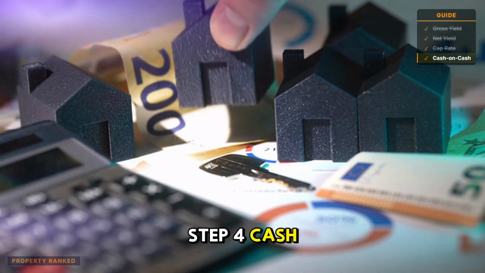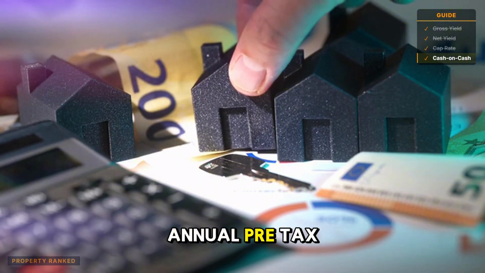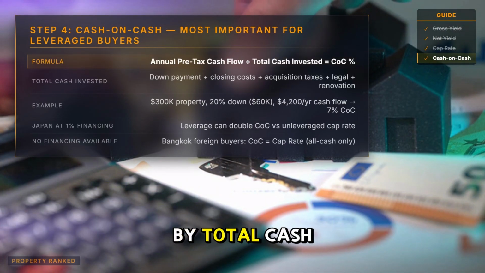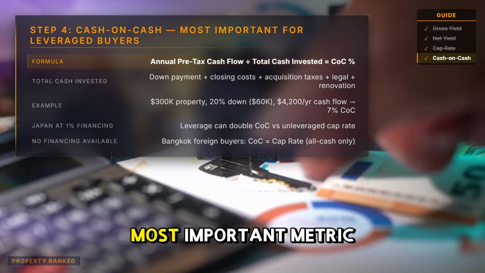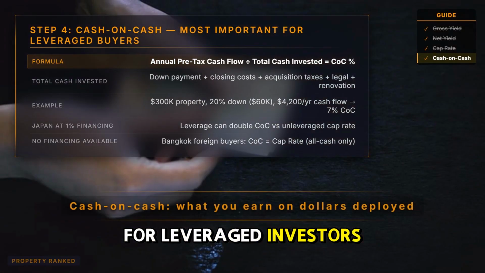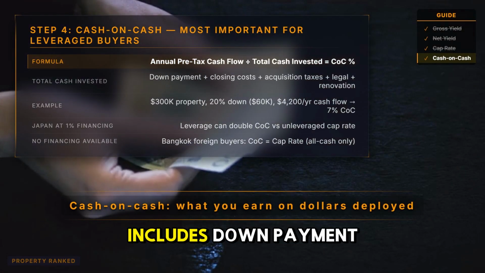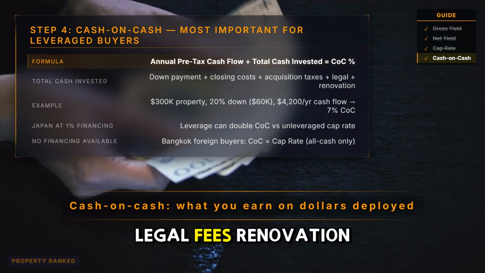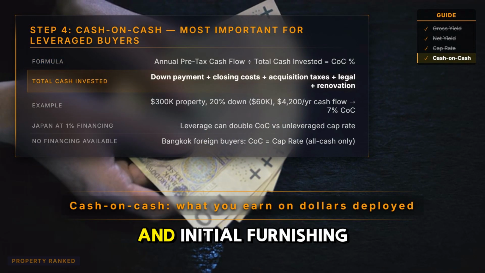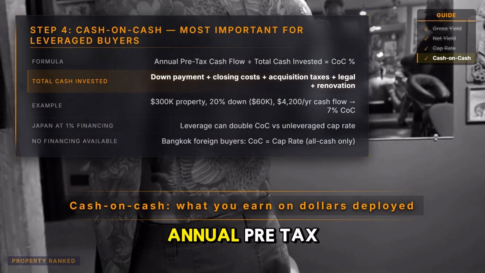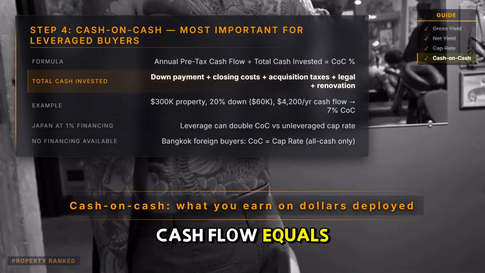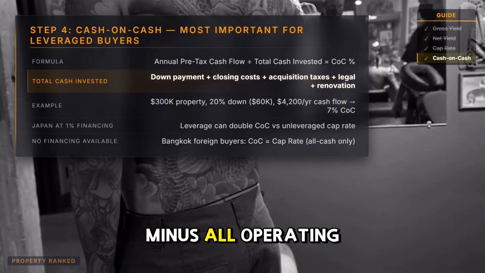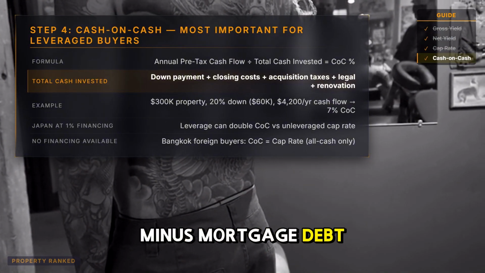Step 4. Cash-on-cash return. Annual pre-tax cash flow divided by total cash invested. This is the most important metric for leveraged investors. Total cash invested includes down payment, closing costs, acquisition taxes, legal fees, renovation costs, and initial furnishing if applicable. Annual pre-tax cash flow equals rental income minus all operating expenses minus mortgage debt service.